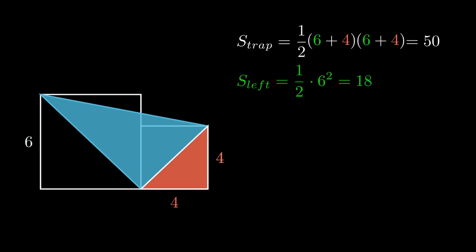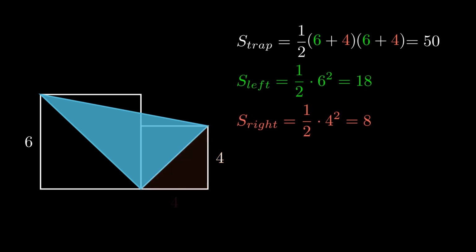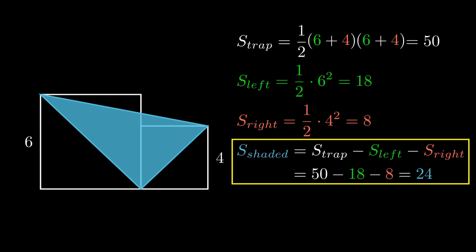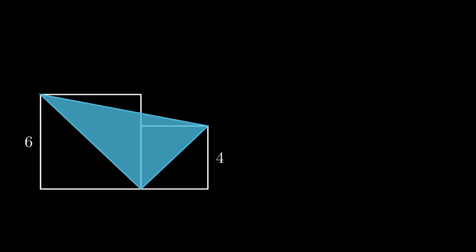Likewise, we will use the same way to calculate the area of the right triangle. At this point, everything is straightforward. The answer will be the area of the trapezoid minus the area of both triangles, which gives us 24. But can we solve it smarter? Of course. Let's look at the diagram more carefully.